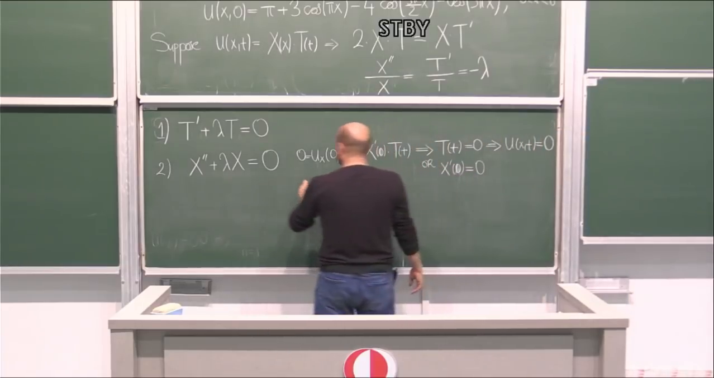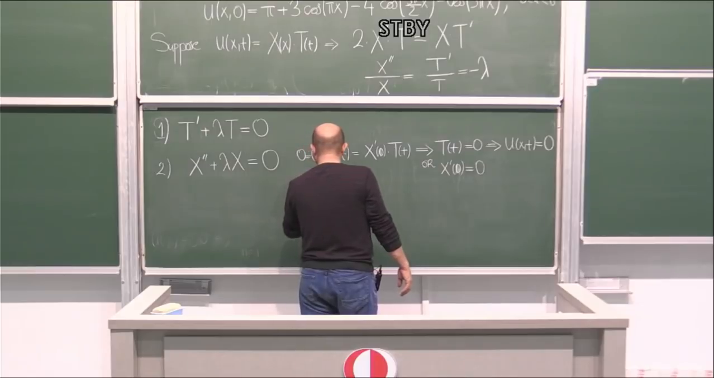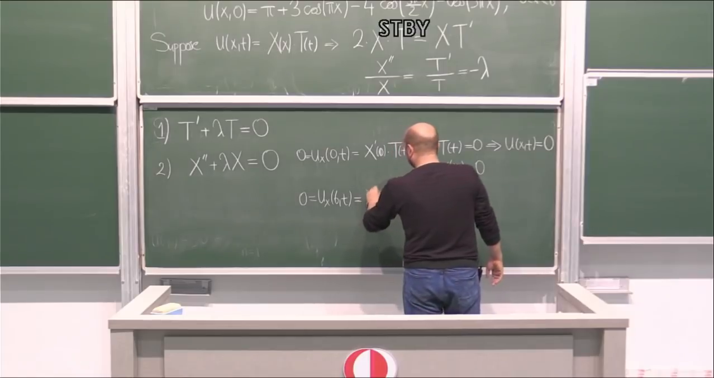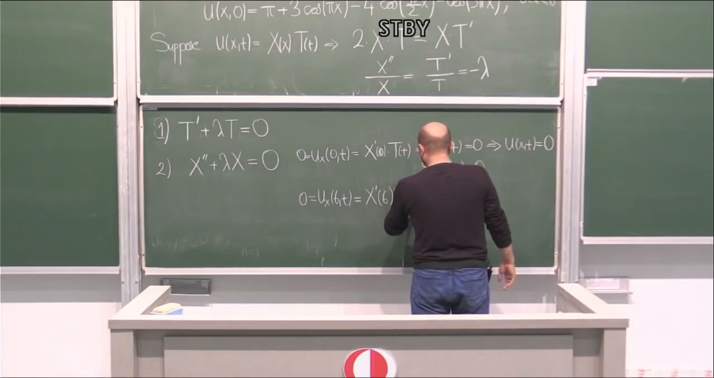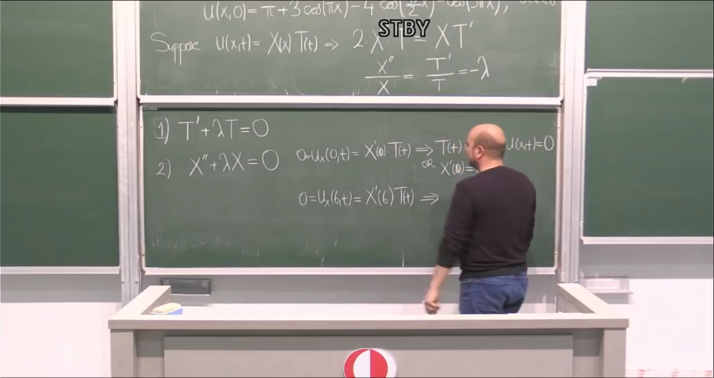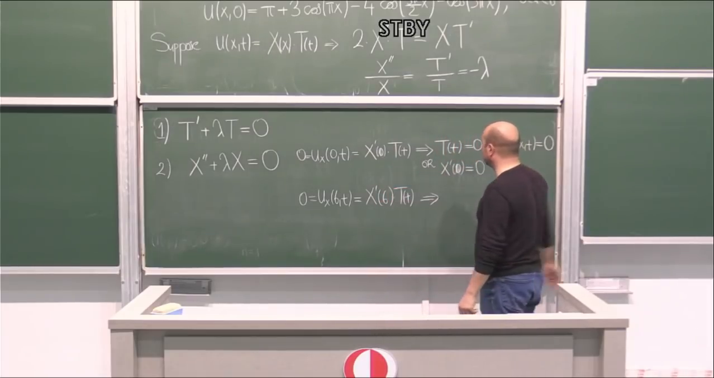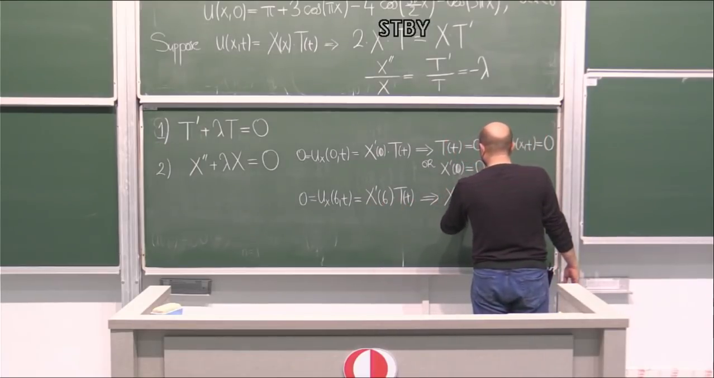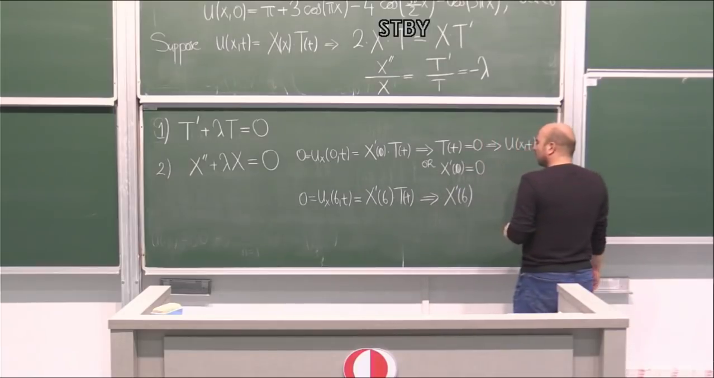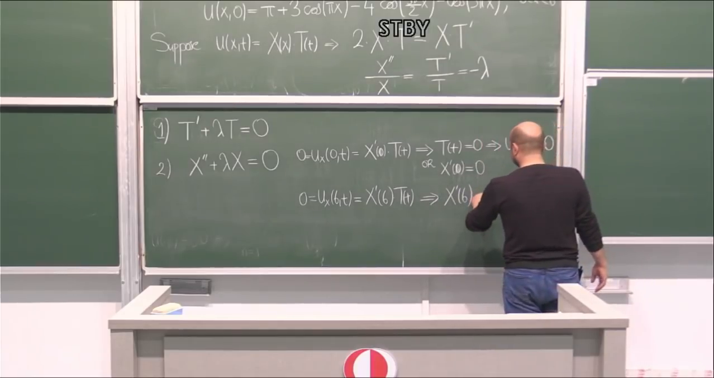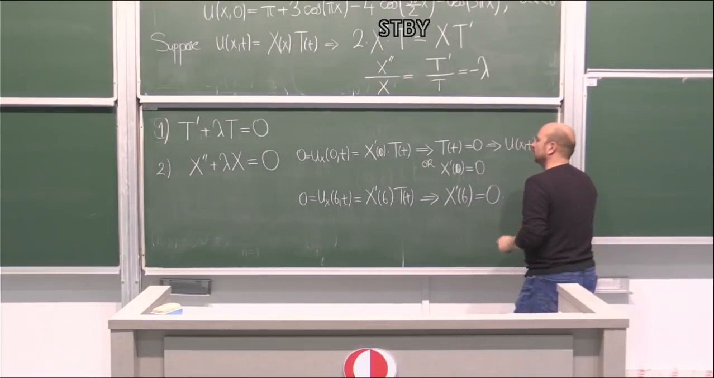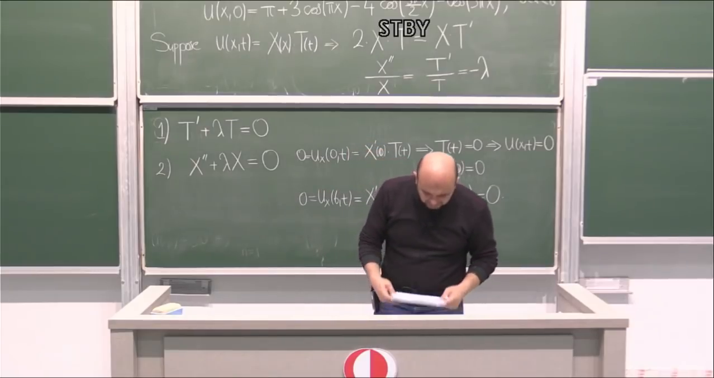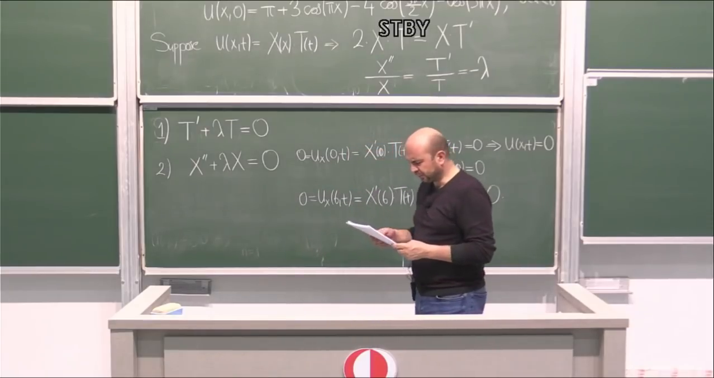Similarly, if you write the other condition, u sub x at (6,t), this time it will be X prime of 6 times T of t. From this one, again, either I will get the trivial solution, or basically I will get X prime of 6 is equal to 0. This is what we get.